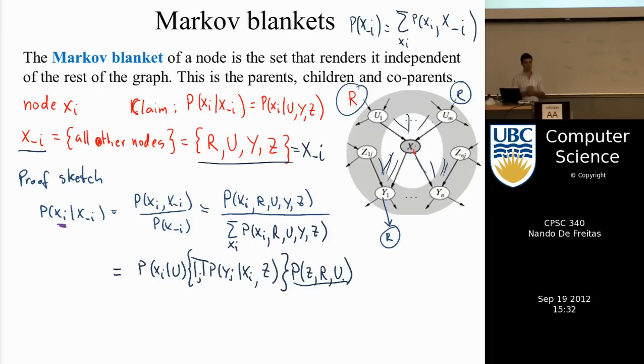Now the normalization factor for this is the sum over xi. And again, the denominator is just the thing that makes the numerator sum to 1. And because it's a distribution over xi, we need to sum over xi being 0 or 1.